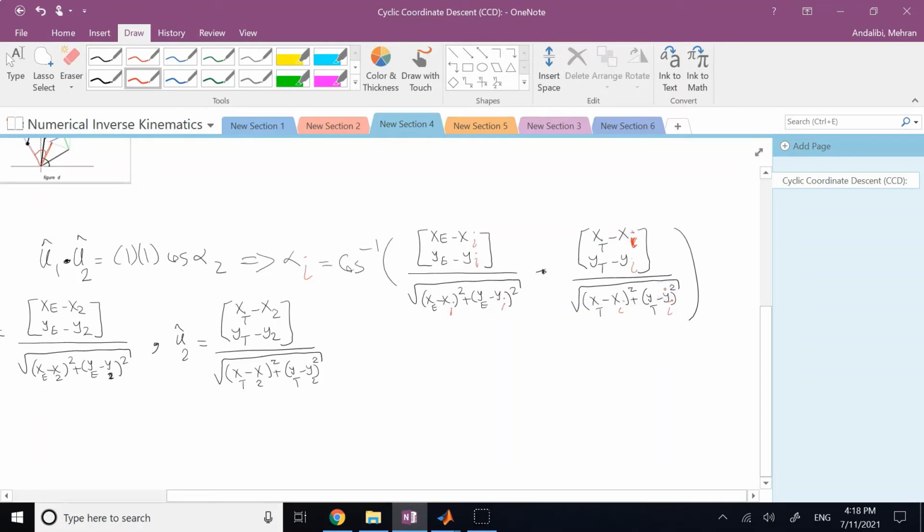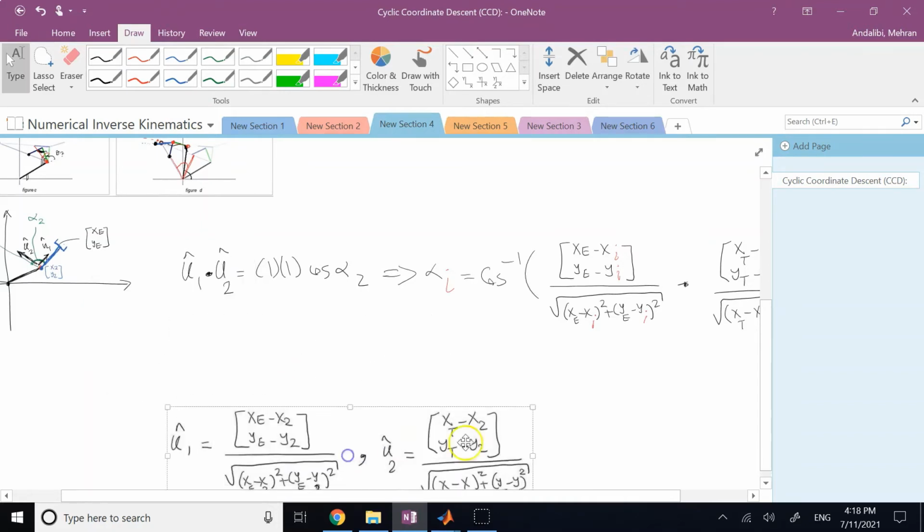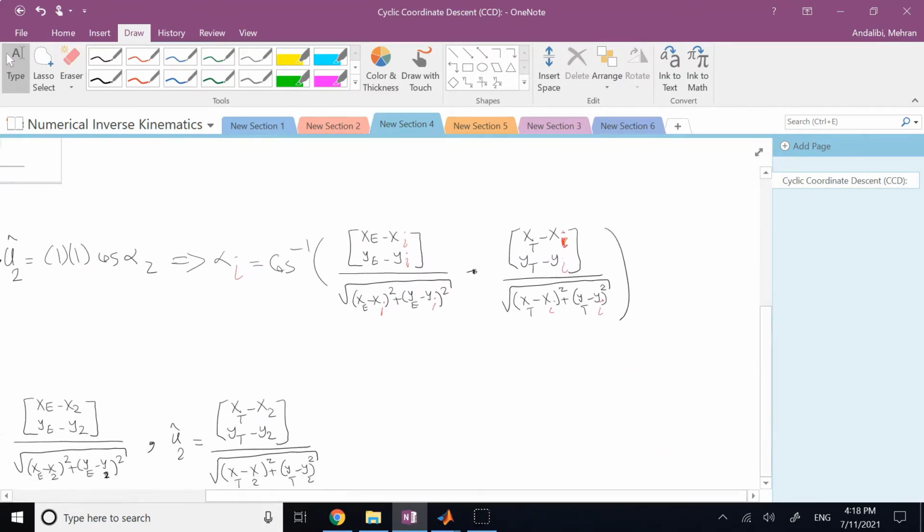Done. That's the update angle. As long as I have that formula, I'm good. I can update the angle for any of my joints. So let's put something around it, and that's all the math that you clearly need.